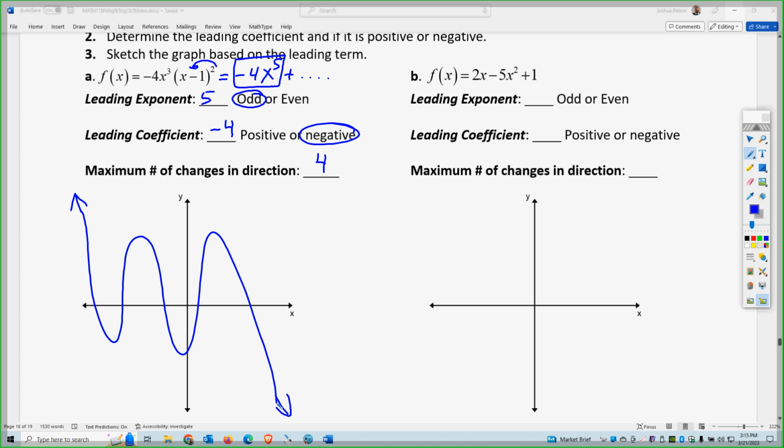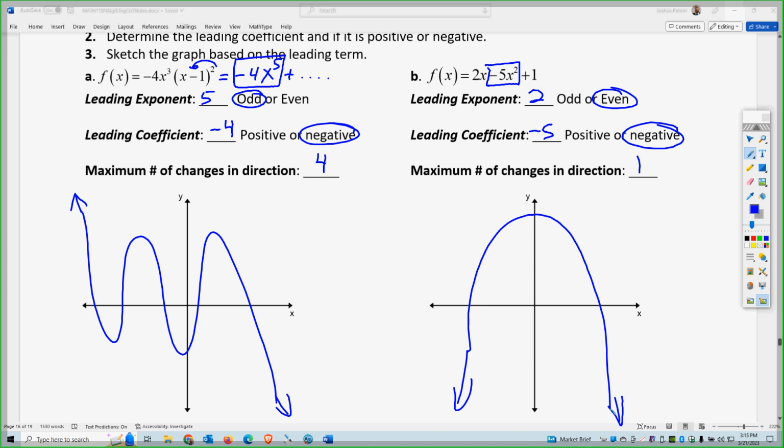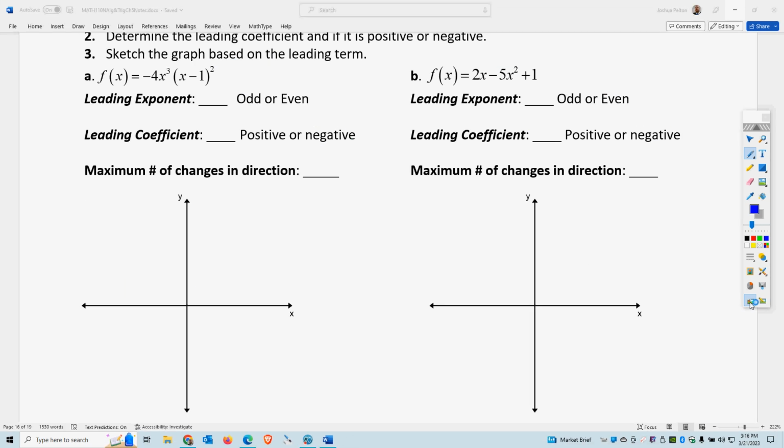All right, next one. This is the actual leading term, right? Which is an even exponent and a negative coefficient. So even means the same direction, and the negative means opposite of what you think. So these both go down. And since this is a second power, we only have one change in direction. And there you go. Okay, next two.